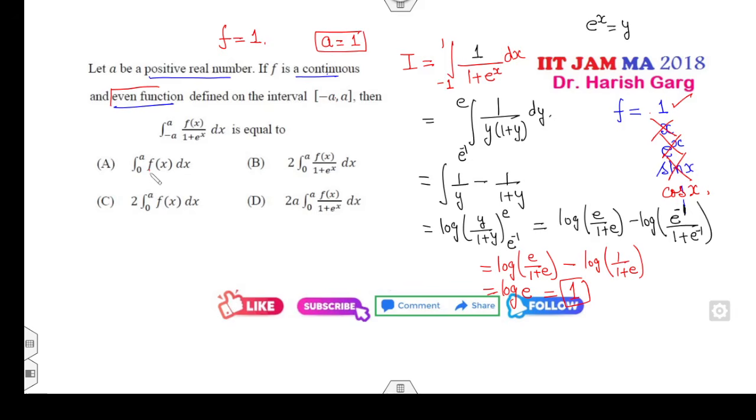Now look at the options. First option is 1. The answer is 1, satisfied. Look at the second option. It's twice, the answer will be 2. Look at the third option, 1 over 1 plus e. If you solve them, it will be twice. That option is cancelled. Similarly for the fourth option. So the right answer is A.